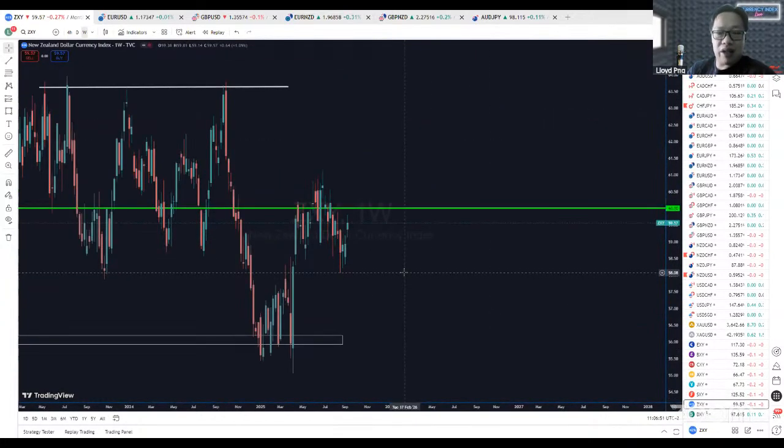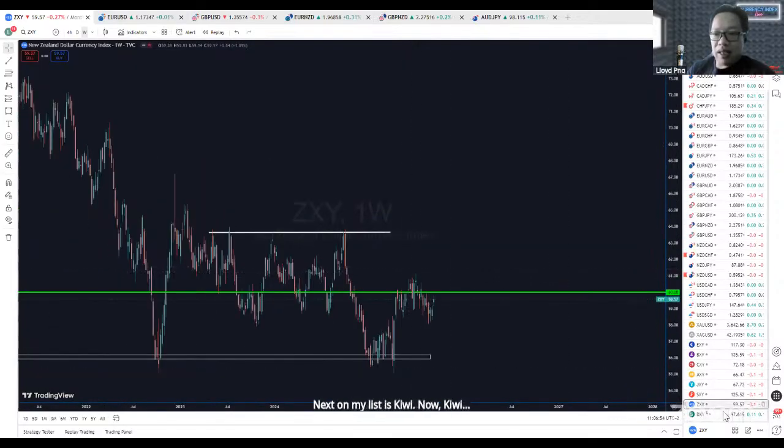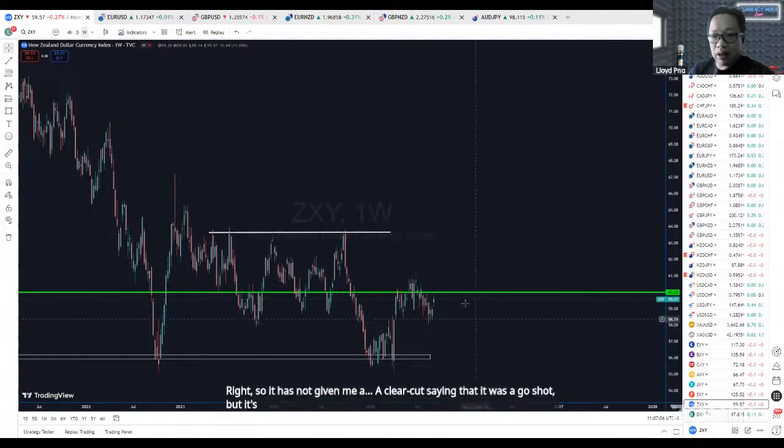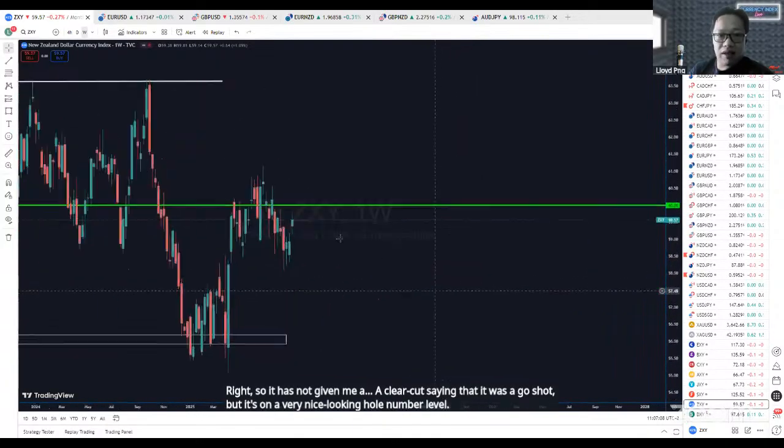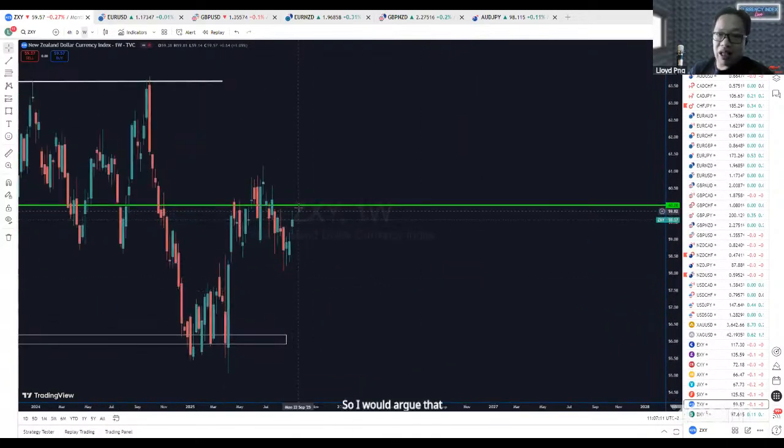Next on my list is Kiwi. Now Kiwi and dollar, I would love to short, but Kiwi is on a potential to short list, right? So it has not given me a clear-cut sign that it wants to go short, but it's on a very nice looking whole number level, which is $60. So I would argue that price might just come and touch and then break down, or it might just decide to close the gap next week, again on the weekly chart.